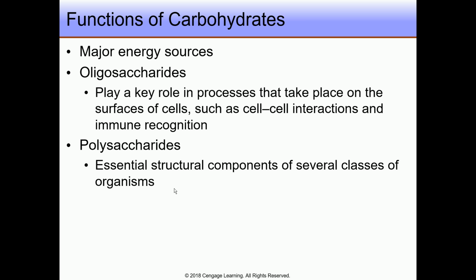Then starch is a polysaccharide made of multiple glucose molecules connected to each other by glycosidic bonds. So starch is a storage form of polysaccharide in plant cells. Okay, and similarly, glycogen is a storage form of polysaccharide in animal cells.